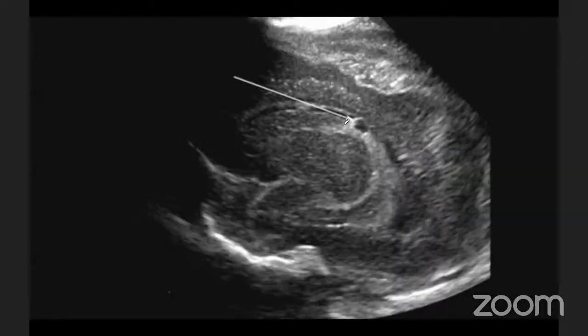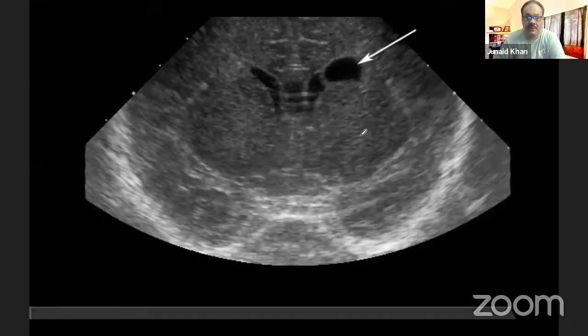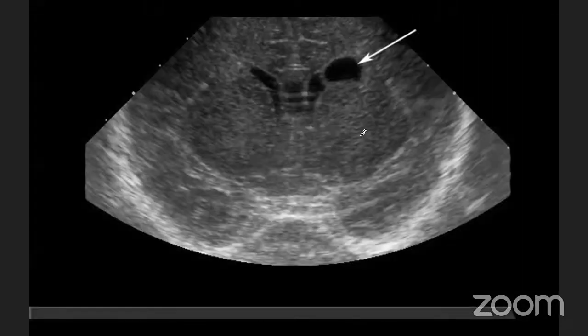Okay, so this is a sagittal view. What is this structure? This is the caudothalamic notch, and this is the conatal cyst. No, that is a choroid plexus cyst, and this cyst is represented by conatal cyst. Okay.